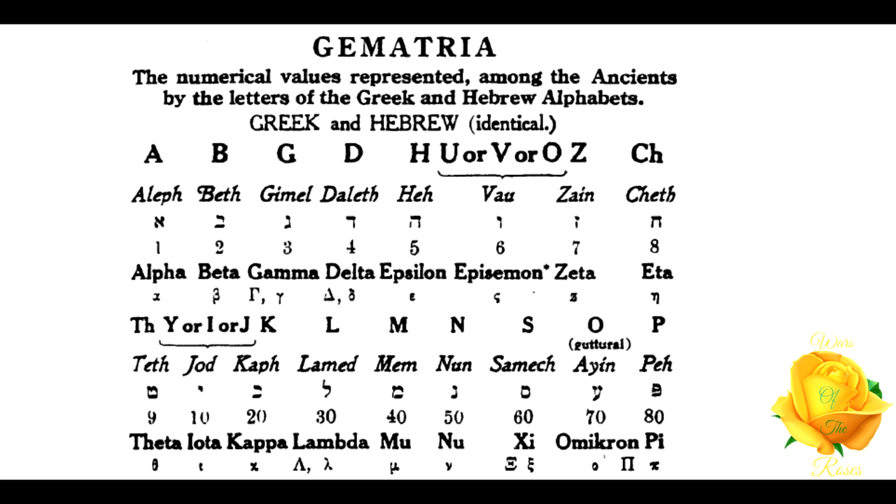Gematria. The numerical values represented among the ancients by the letters of the Greek and Hebrew alphabets. Greek and Hebrew are identical.